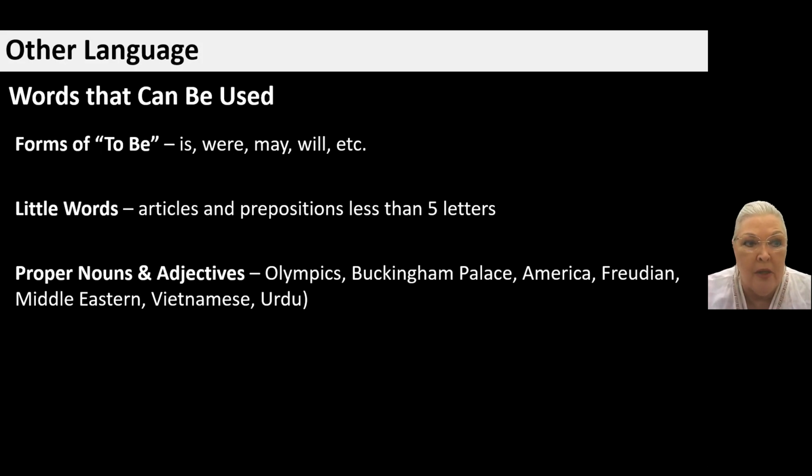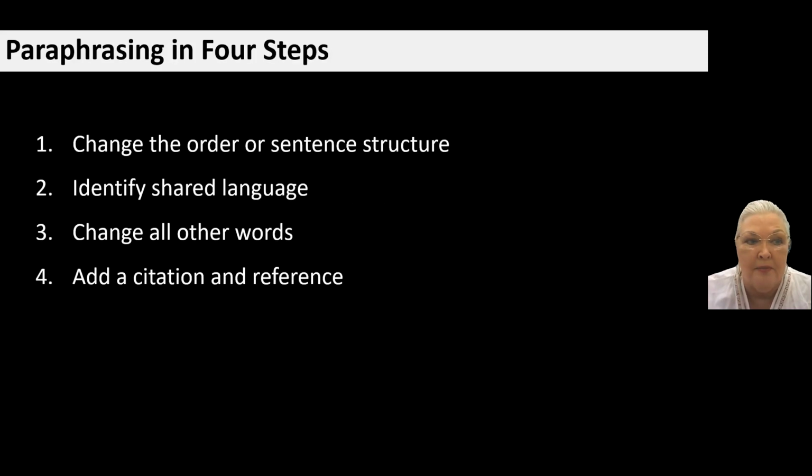But if the source material says "above," I cannot use that because it's 5 letters. I have to think of a synonym. Also, we can use proper nouns and adjectives. We should not change the name of something. So a proper noun would be words like Olympics, Buckingham Palace. Proper adjective would be words like Freudian, Vietnamese. So these words I do not change.